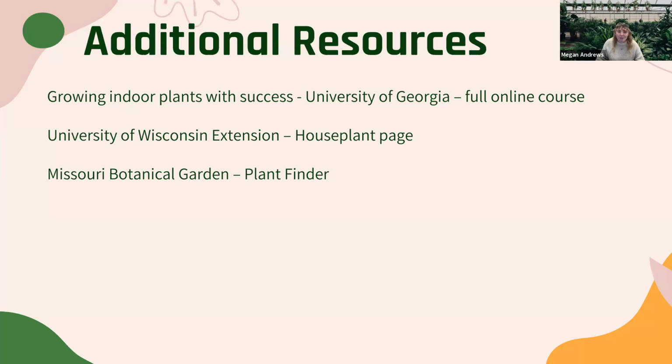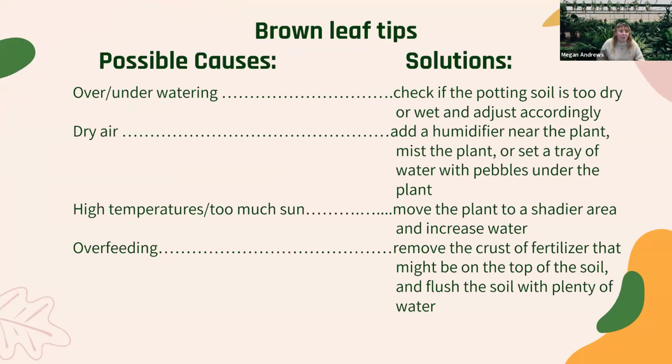So let's go on to our issues. Firstly, brown leaf tips. This is often caused by either over or underwatering, the air being really dry, high temperatures and too much sunlight, or overfeeding. I'm not going to read through all of the solutions for this. We're going to talk through a lot of photos. That's why I gave you the PowerPoint slides, because there's a lot of information on these slides and then a lot of photos.